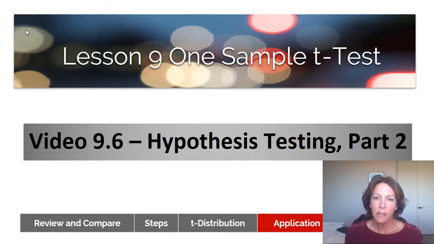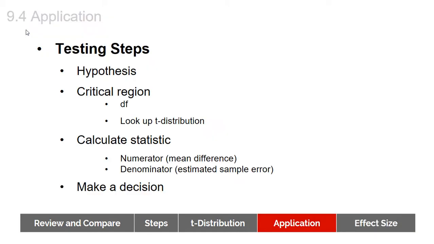Welcome back, everyone. In this video, I'm going to review the 4 steps of hypothesis testing, and then we're going to apply it to a one-sample t-test. So again, we have 4 steps that we're going to undertake whenever we're doing hypothesis testing. First, we're going to set our hypotheses, our null hypothesis first, and then our alternative hypothesis. We're going to determine our critical region, the area that we're going to consider as low probability for finding our result if the null hypothesis is true. We're going to calculate our t-statistic, and then we're going to make a decision.